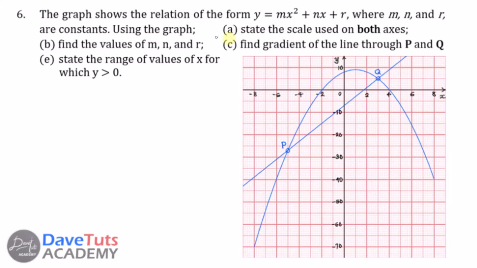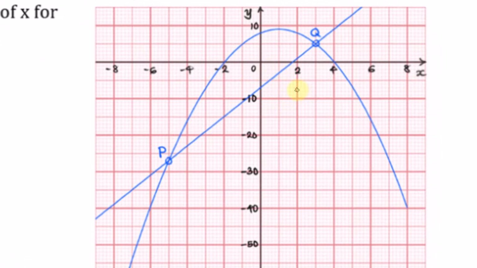Now using the graph, first we have to state the scale used on both axes. So let's start with that. The scale for this particular graph, look at this graph critically. You can see that from here to here, these are the tick boxes that are featured here on the graph, and those tick boxes is just 2 centimeters. So that is for the x-axis. For the y-axis, we will have it like, okay, I can use here.